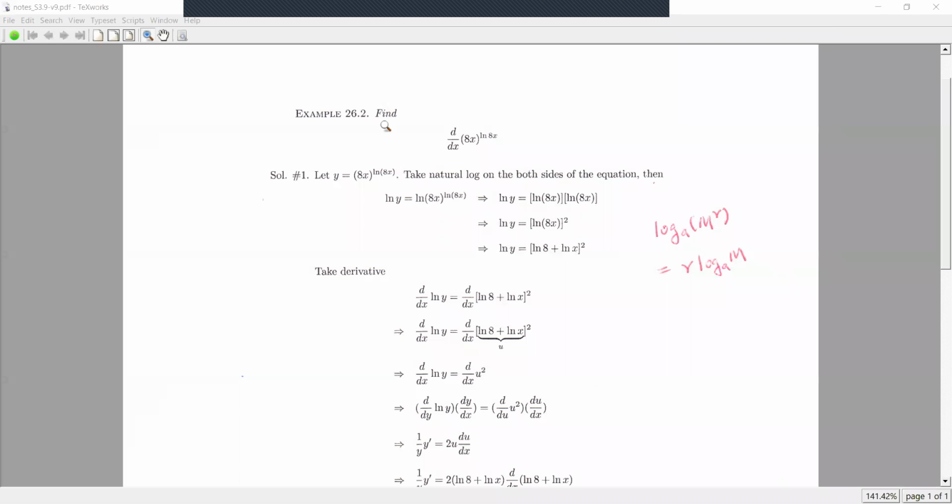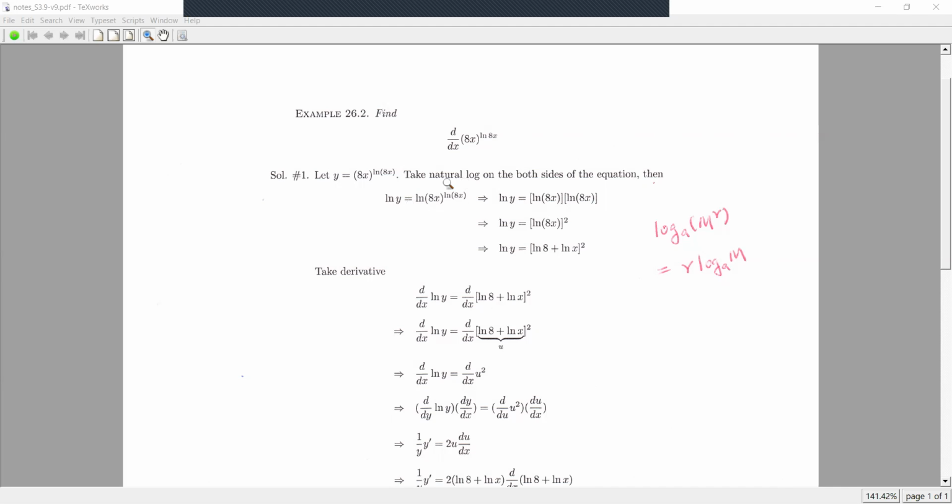Example 2. Find the derivative of this tower function. The base is 8 times x. The power is natural log of 8 times x. To simplify the function, I let y equal to the function. Take natural log on both sides, then I have this equation.